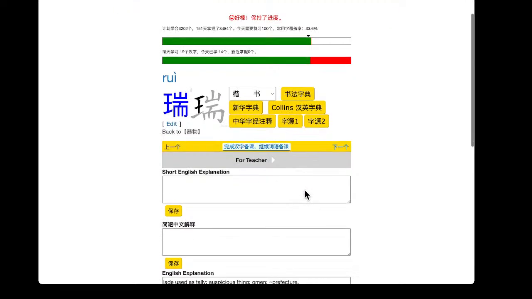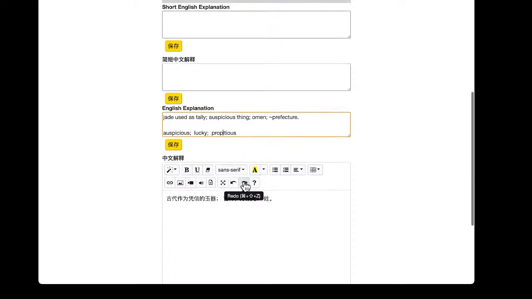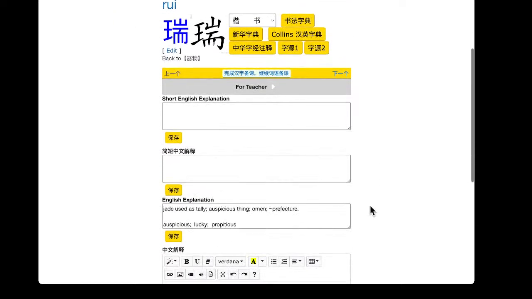Rui. Now, Rui means jade used as a tally. Another meaning is auspicious, lucky, propitious. Maybe that's how you say it. Propitious. So basically, Rui is a jade piece representing good fortune.